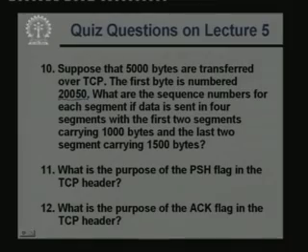Now, the first byte number is 20,050, which means the numbering will start from 20,050, 20,051, 20,052. All these 5000 bytes that are being sent will be numbered accordingly. They will be split into 4 different TCP segments. So, in this question you will have to say that in these 4 segments how the byte numbering takes place, from the starting address to the ending address. This you will have to find out.